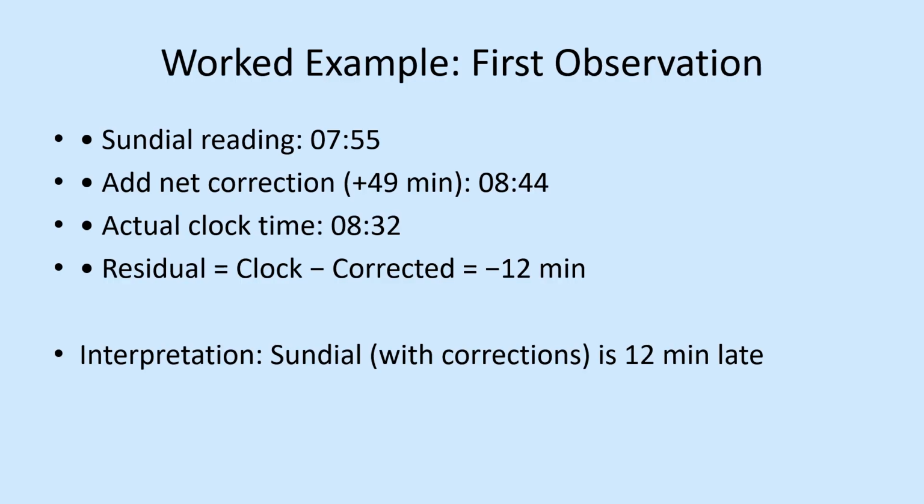So let's look at my first observation. The sundial read 7:55. This was early in the morning. So we know the net correction is 49 minutes. So the actual time should be 8:44 according to the sundial. This is what I would read on my phone or my clock. But the actual time that my clock said was 8:32. So I'm off by 12 minutes.